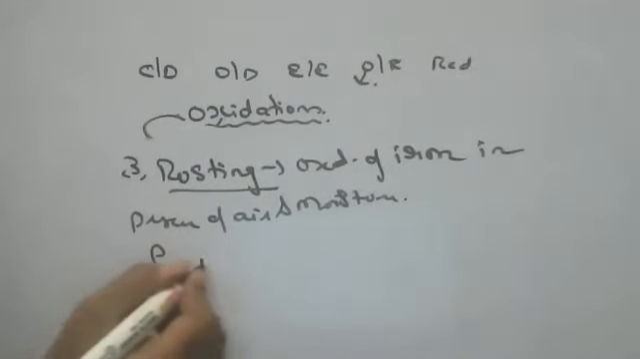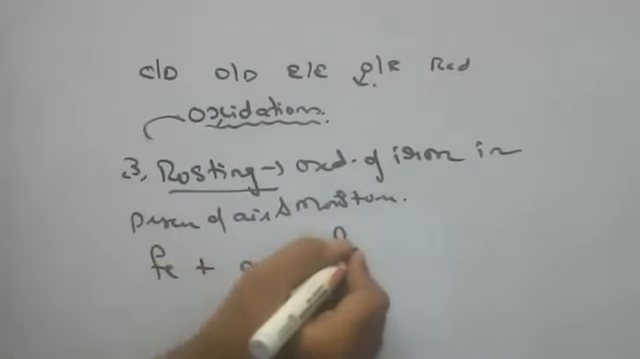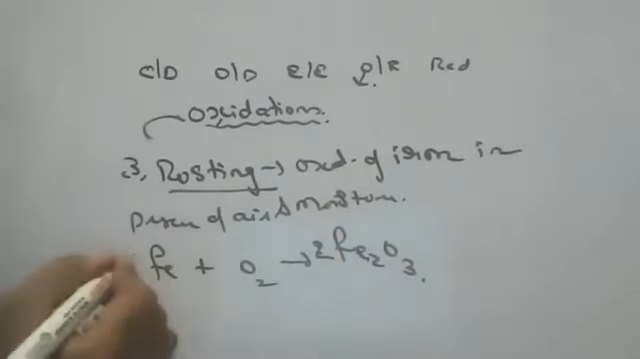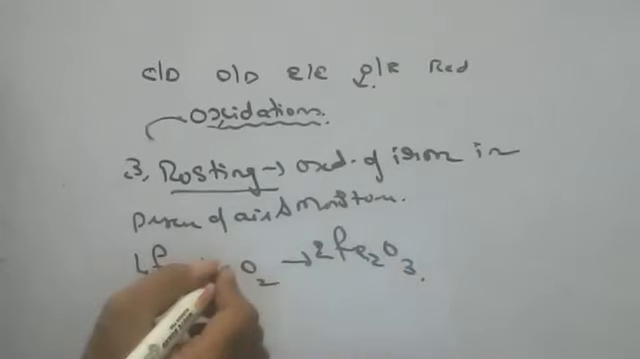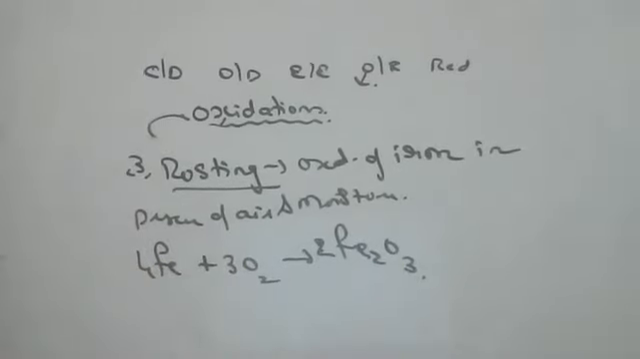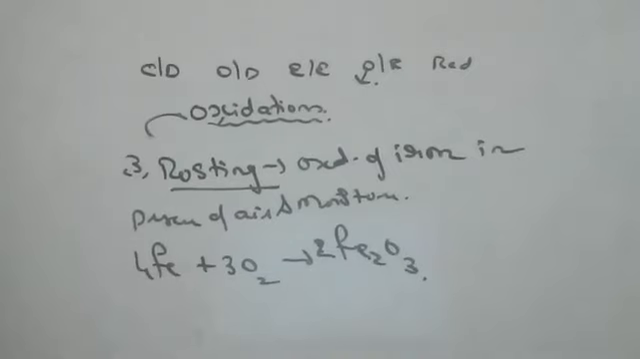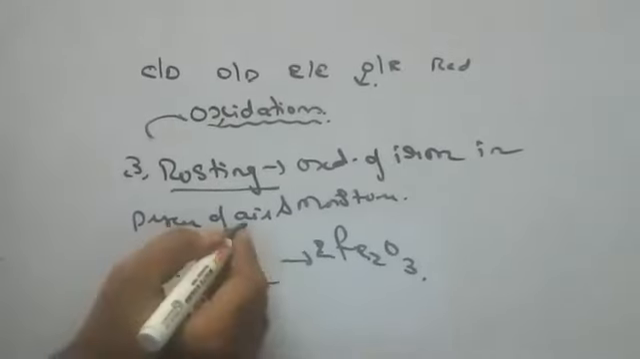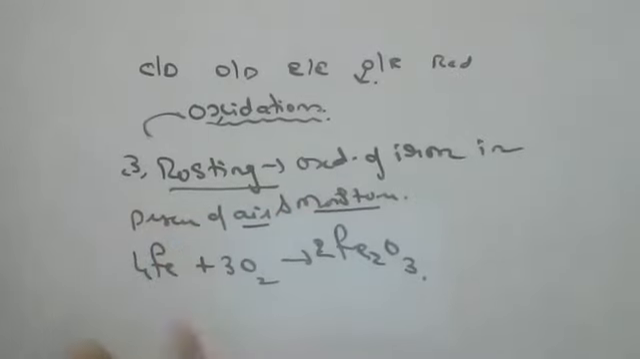So iron plus oxygen forms rust: Fe2O3. 2 twos are 4 irons, 2 threes are 6 oxygens. Okay, children, this is the rusting reaction. Many times in the board exam they ask: what is the rusting reaction? What are the conditions necessary? Air and moisture. Write down the reaction.